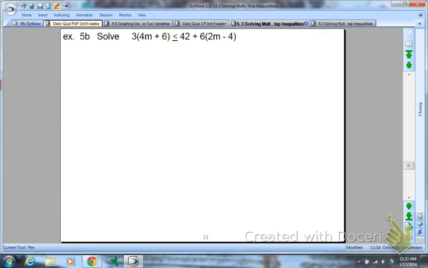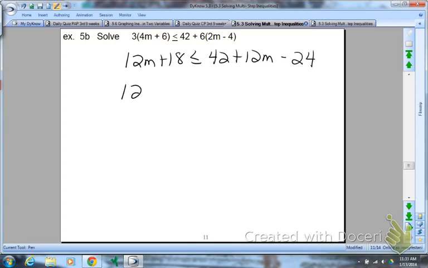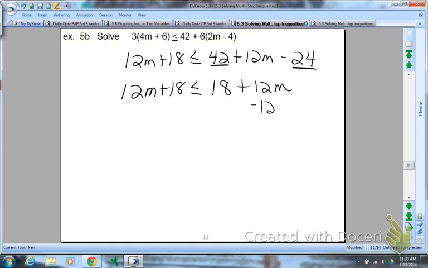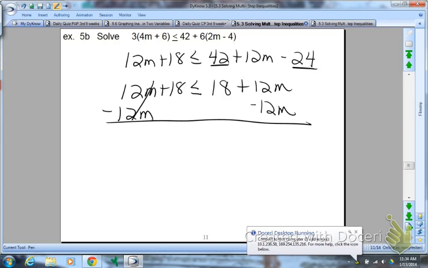First thing we do, distributive property. 12m plus 18 is less than or equal to 42 plus 12m minus 24. I can't combine anything on the left side, but look on the right side. 42 minus 24 is what? 18. Subtract 12m on both sides, and the variables go away. So bring down everything we have.